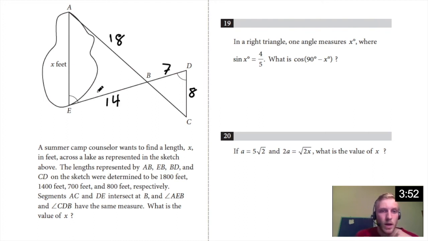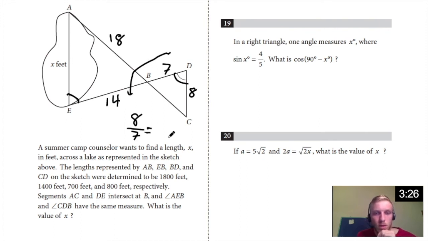What are we looking for? Let's see. We have angles AEB and CDB have the same measure. So these are equivalent, and we want to know what is the value of x. Okay, so we know these terms are equal, so we can say 8 over 7 is equal to this here, correlate with this value. So it's equal to, 14. No, I'm sorry. It's equal to x over 14.